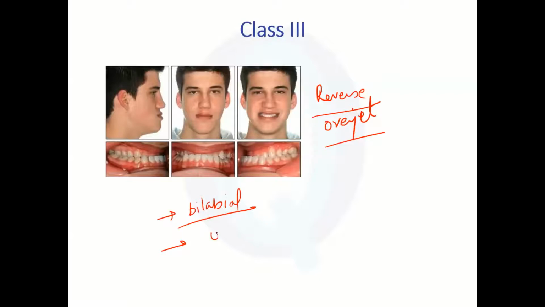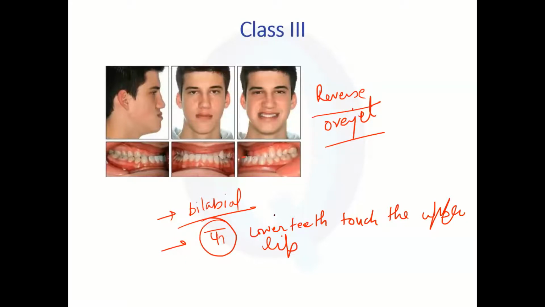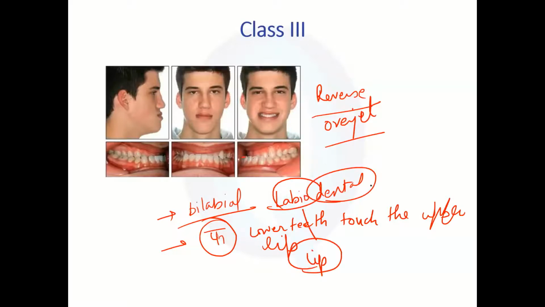What happens when pronouncing f and v? The lower teeth touch the upper lip. Because the lower teeth are very forward, for f and v, the sound cannot be produced. This is called labiodental. Labiodental means the lip touches the teeth, and this is how the sound is created.